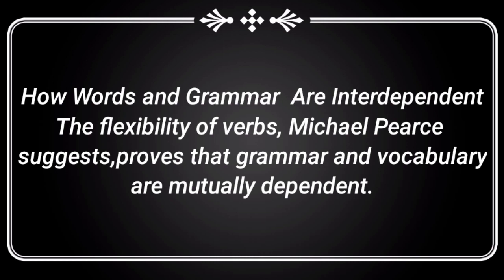How words and grammar are interdependent. Michael Pace suggests that grammar and vocabulary are mutually dependent. Vocabulary and grammatical structures are interdependent, so much so that it is possible to say with some justification that words have their own grammars. This interdependence of lexis and grammar is affirmed everywhere in the language.